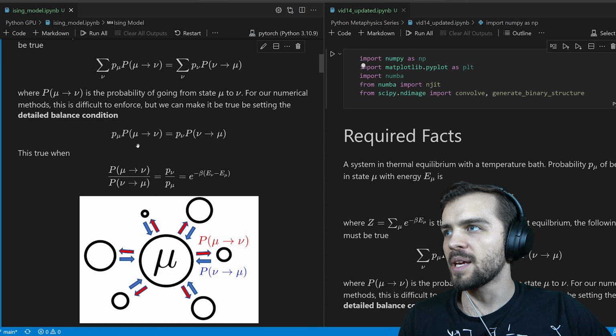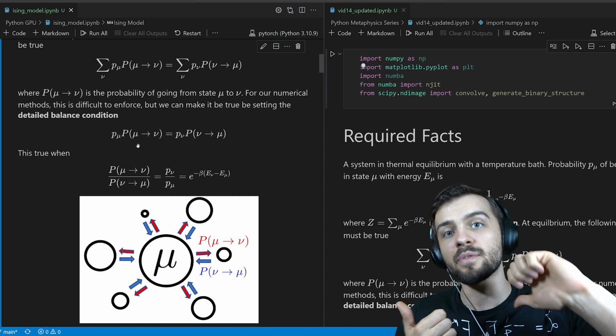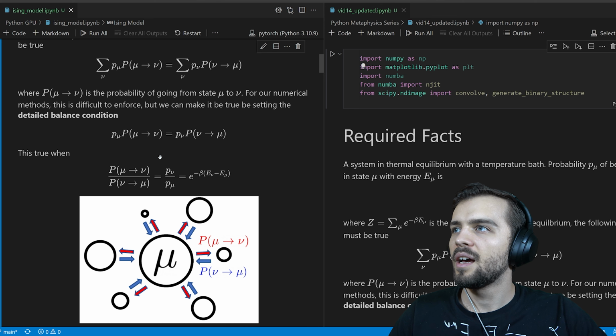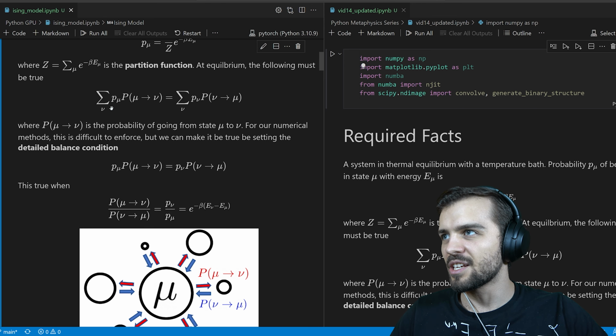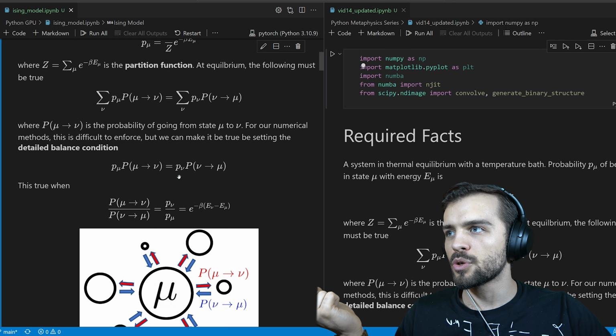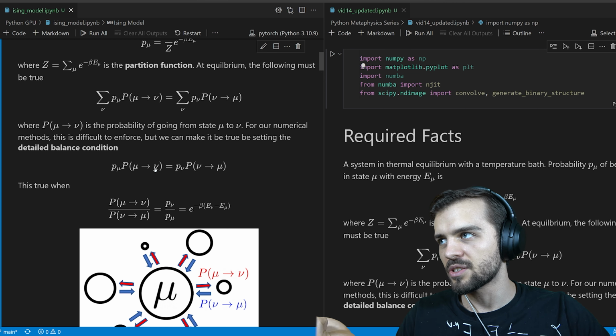So the probability P is the probability of a transition. A spin flips, for example, that's a transition. This condition over a sum is hard to enforce, but you can make this statement true if you make it true for every term in the sum. This is called detailed balance, and detailed balance is this equation here.